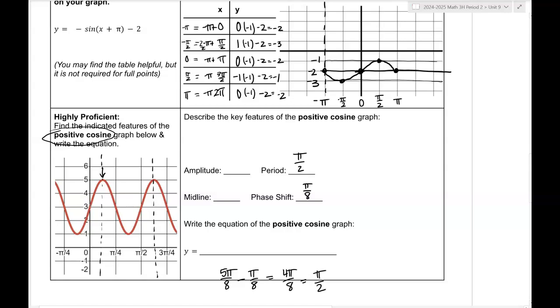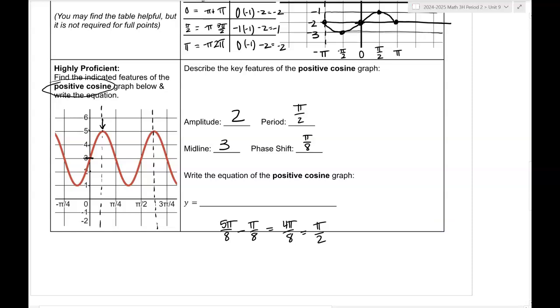All right, our midline here is 3, and we go up 2 and down 2. So it's a positive cosine, so we're going to start with 2 cosine. We don't have our b value yet. x minus pi eighths for the phase shift, and then plus 3.